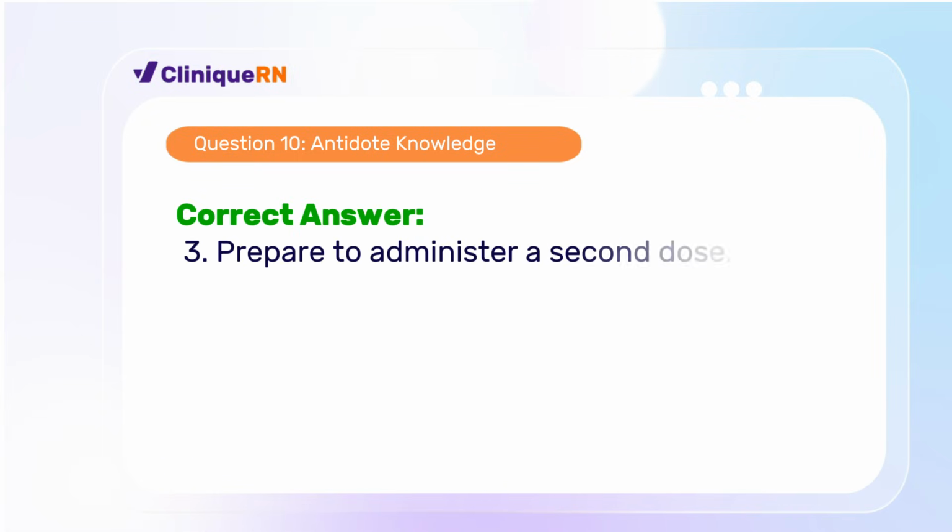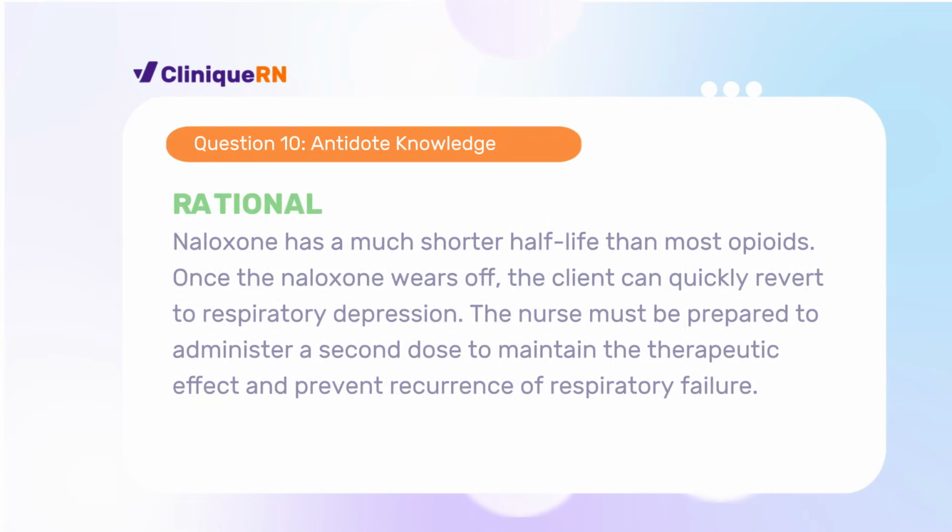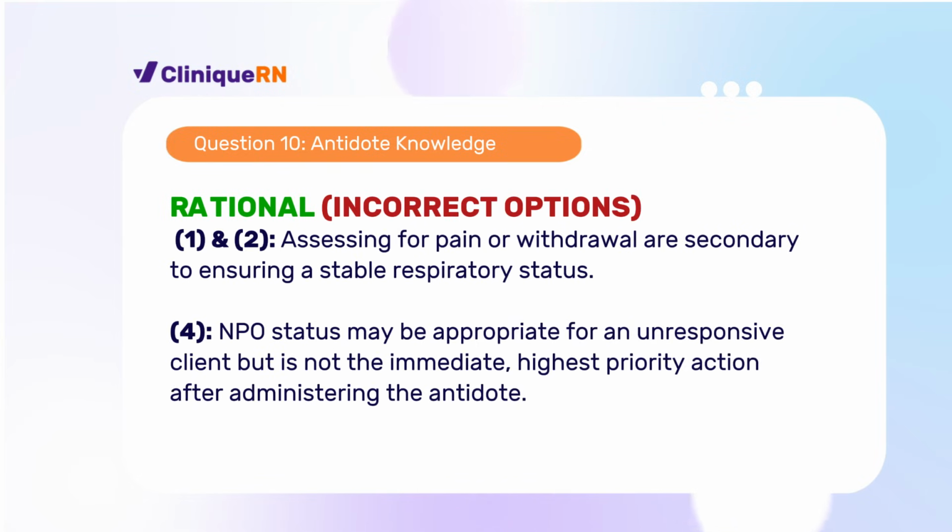The correct answer is 3. Prepare to administer a second dose. Rationale. Naloxone has a much shorter half-life than most opioids. Once the naloxone wears off, the client can quickly revert to respiratory depression. The nurse must be prepared to administer a second dose to maintain the therapeutic effect and prevent recurrence of respiratory failure.